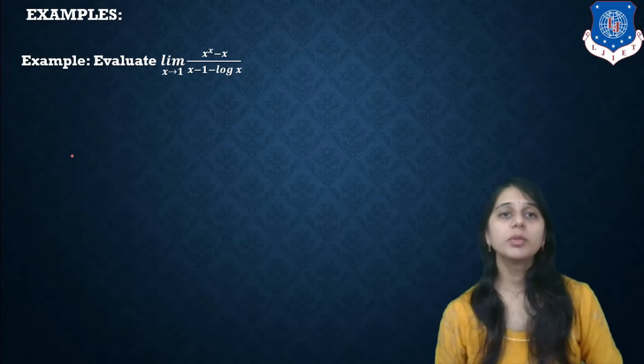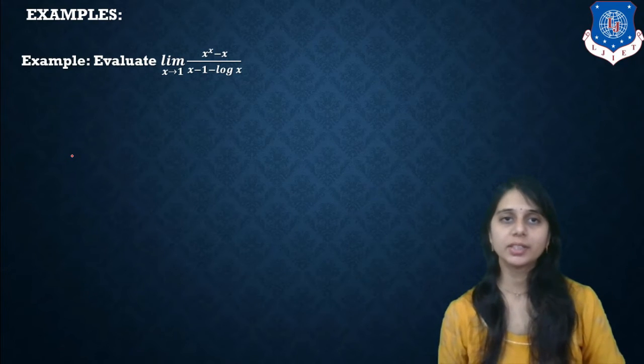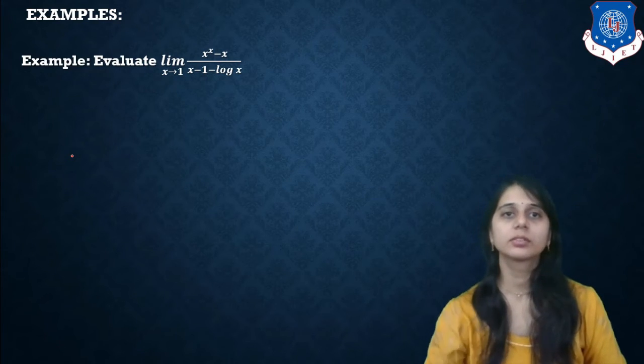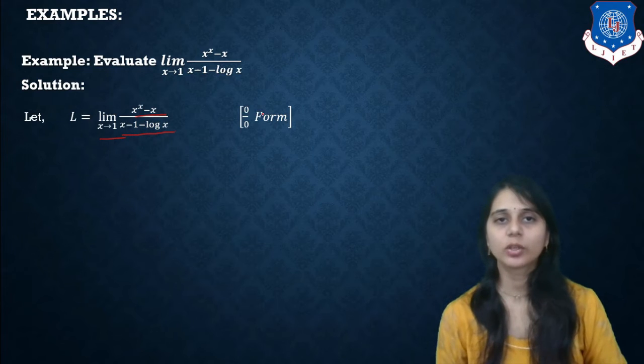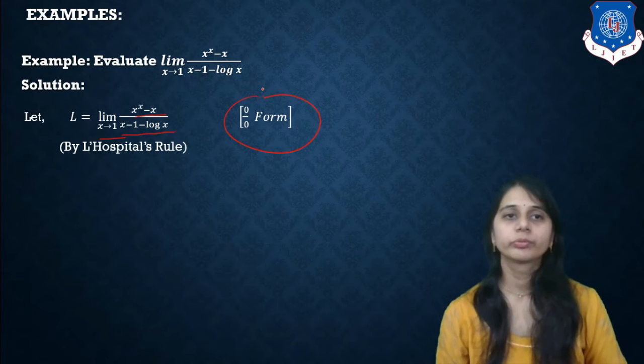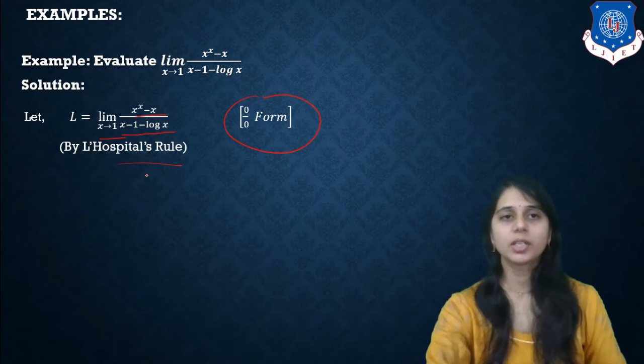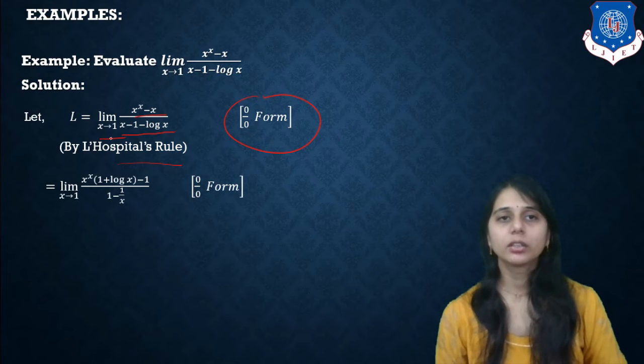Now evaluate the limit x tends to 1 of x raised to x minus x over 1 minus log x. Solution. Now we are taking the limit x tends to 1, x raised to x minus x upon 1 minus log x. It is 0 by 0 form. Using L'Hopital's rule, we are taking differentiation. What is the differentiation of x raised to x? It is x raised to x into 1 plus log x. Differentiation of x is 1. Differentiation of 1 is 0, and of log x is 1 by x.